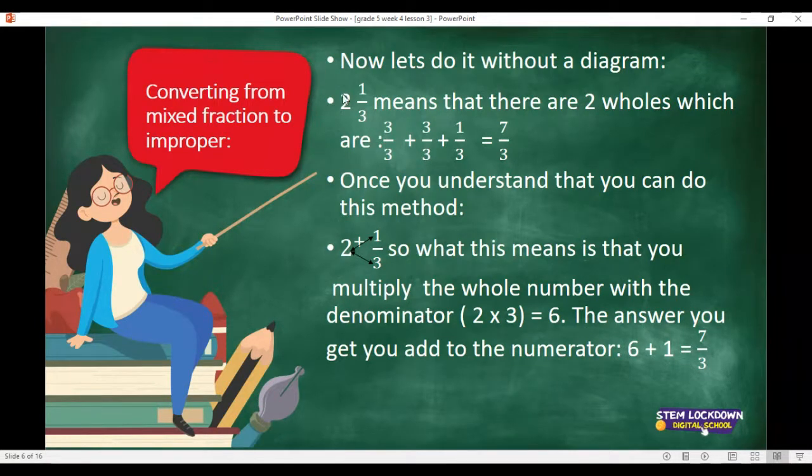And then we also add this 1/3. So then we'll say 3/3 plus 3/3 plus 1/3.